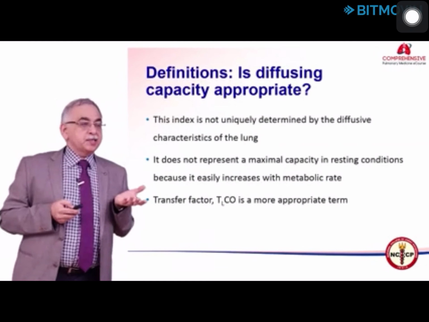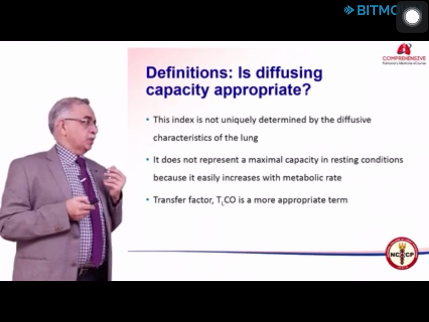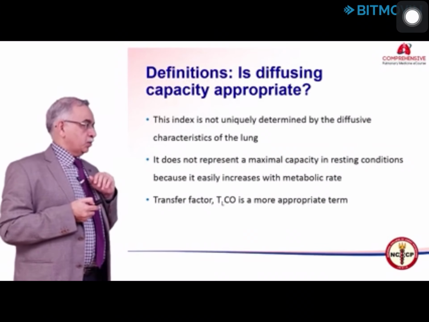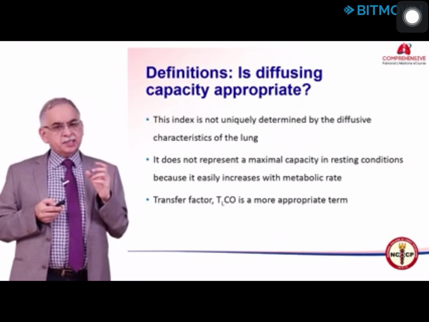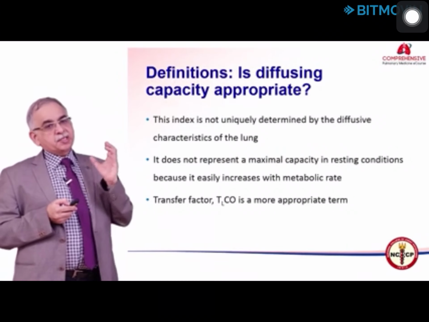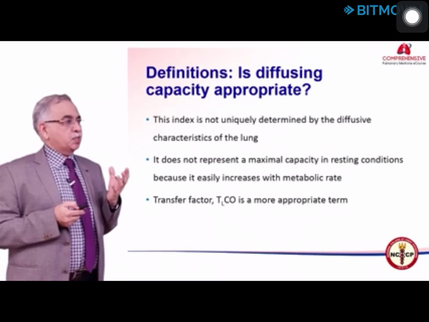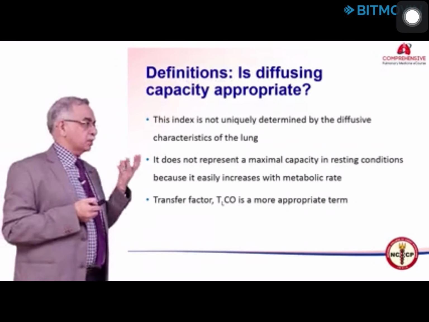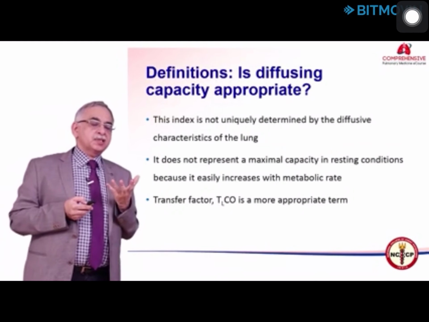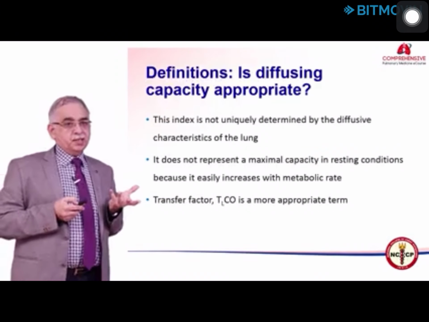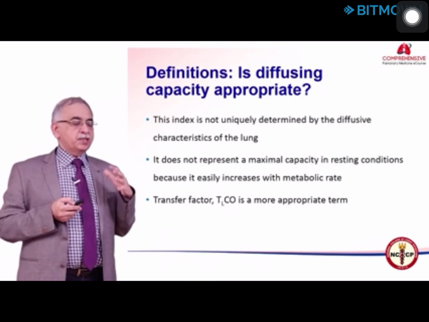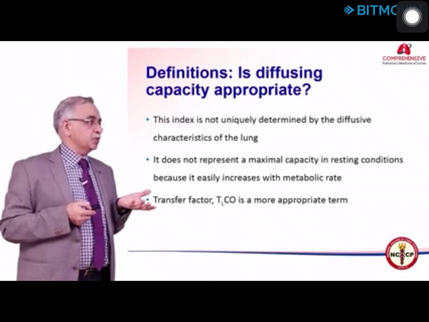Now, why is transfer factor used in European countries? There is a lack of consensus on which term is to be used, although they mean the same thing. The reason is that we are not estimating the maximum capacity of the lungs to transfer carbon monoxide. It is a measurement at rest. A capacity is usually one which is the maximum possible quantity. So, this is not the maximum possible quantity. That is why transfer factor is the more appropriate term, but in India we use diffusing capacity.